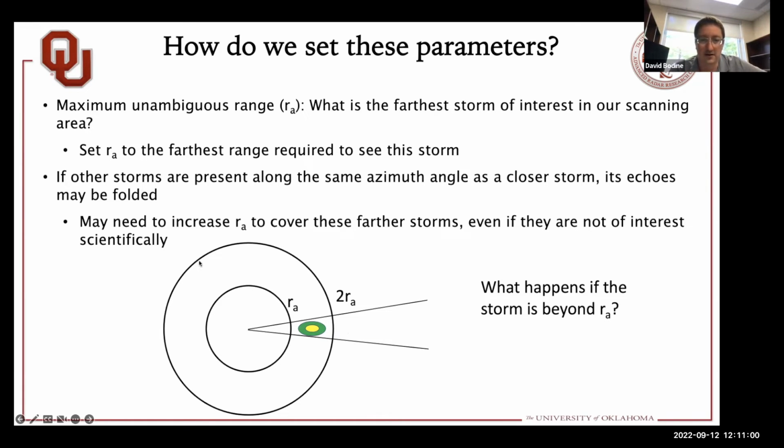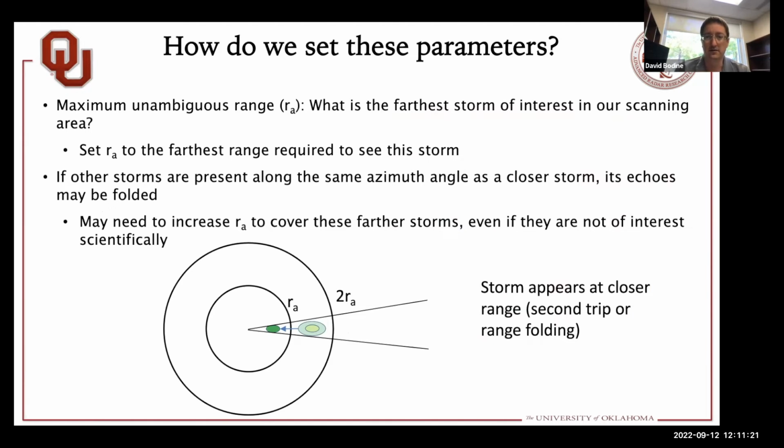So let's say we set our maximum unambiguous range to not go out far enough to capture the storm. This storm will undergo what we call range folding or aliasing, and it will appear closer to the radar than it actually is. So in this case, we would need to reduce our PRF, or how quickly we transmit pulses, in order to be able to see the storm that's farther away.